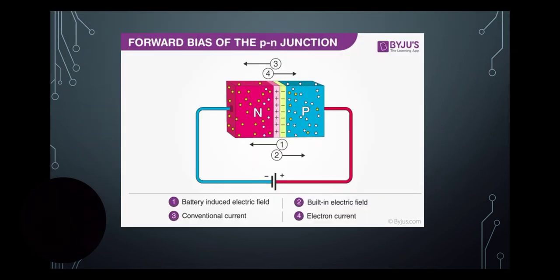Forward bias of the PN junction diode. First one, the battery induced electric field is going towards the N type. The built-in electric field is the second one. Third one, conventional current goes towards the N type and electric current towards the P type.